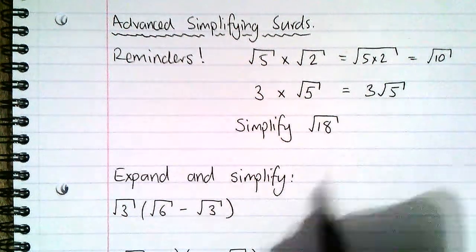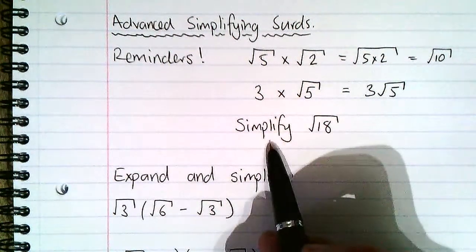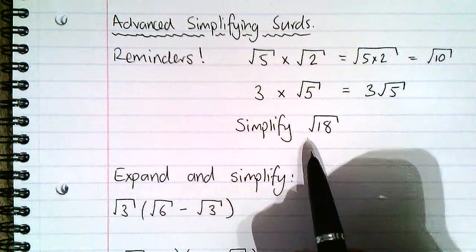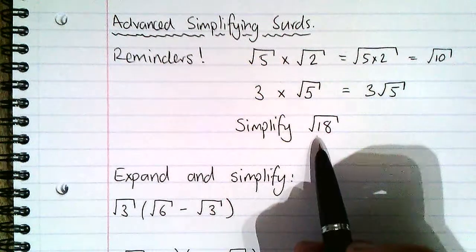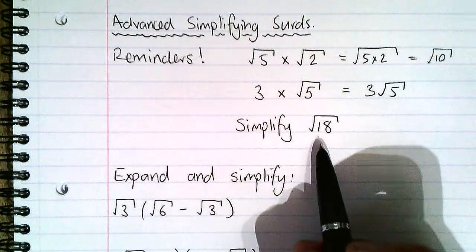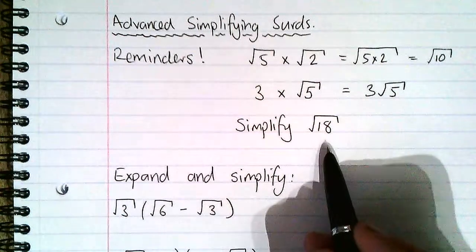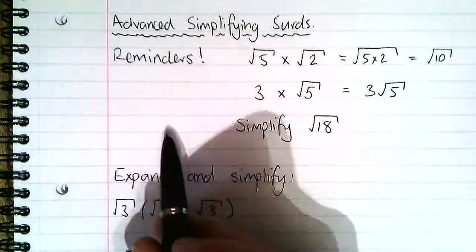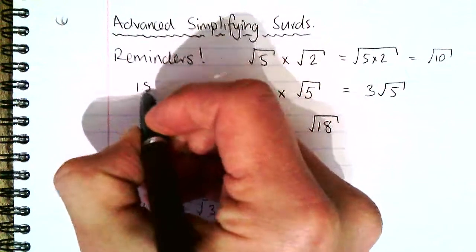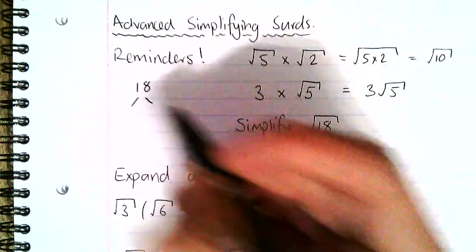The next one here, we've got to simplify square root of 18. Now this is a technique that we looked at in the last video. I showed you a couple of ways of doing this. My particular favourite way is the idea of prime factorisation. So I'm going to write 18 down and prime factorise it, and then I'm going to look for pairs. So I'm going to do that over here. I'm going to write 18 just there, and then we're going to do our prime factor tree.